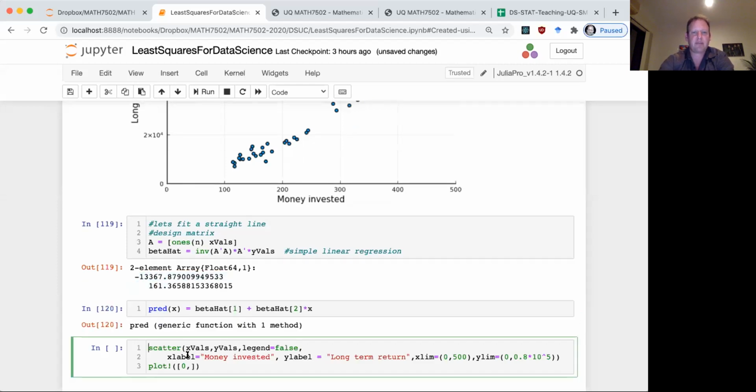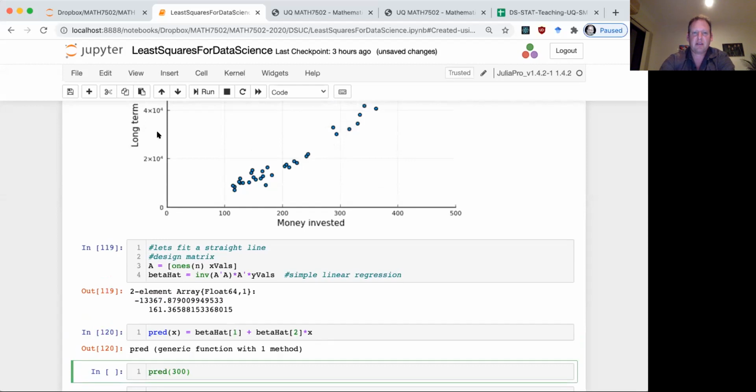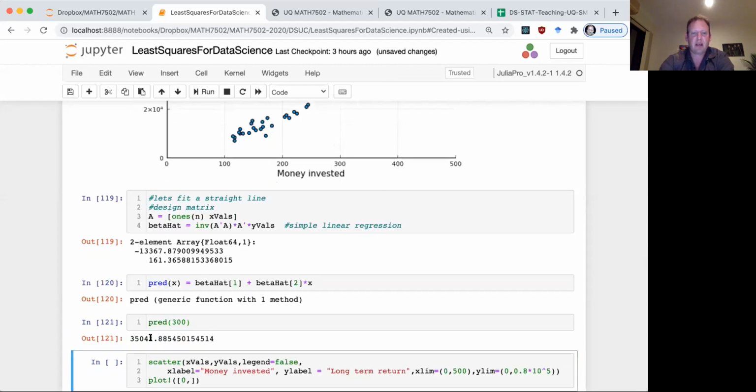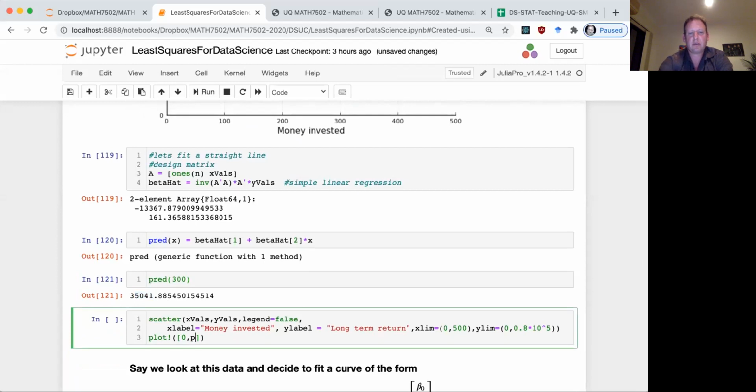Okay, so for example, let's just do pred at 300. If the money invested is 300, see this is 4 times 10 to the 4 roughly. Let's see what it gives us. It gives us 35,000.